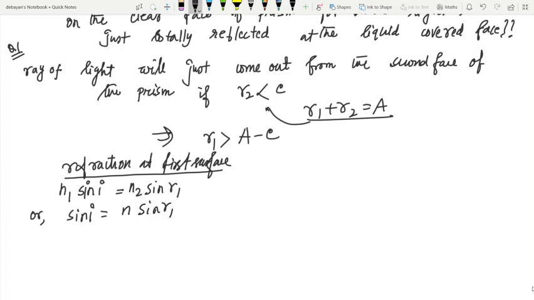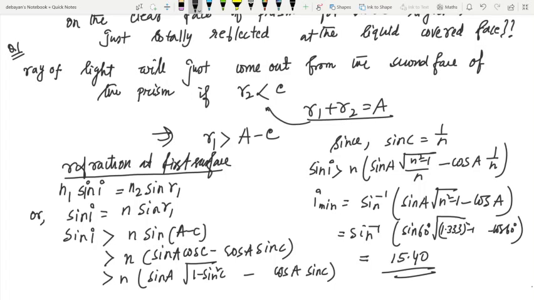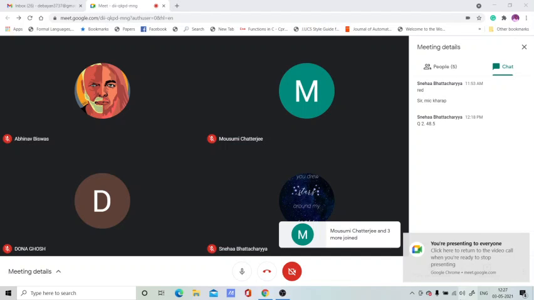So now we will solve another problem. Let's say the problem is like that: for a prism with refractive index 7 by 3, the minimum possible angle of incidence. Just a minute, just a minute.